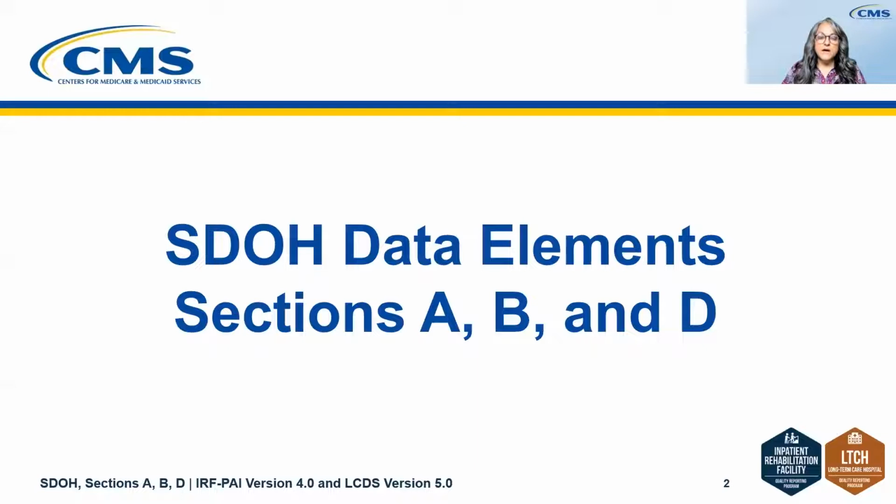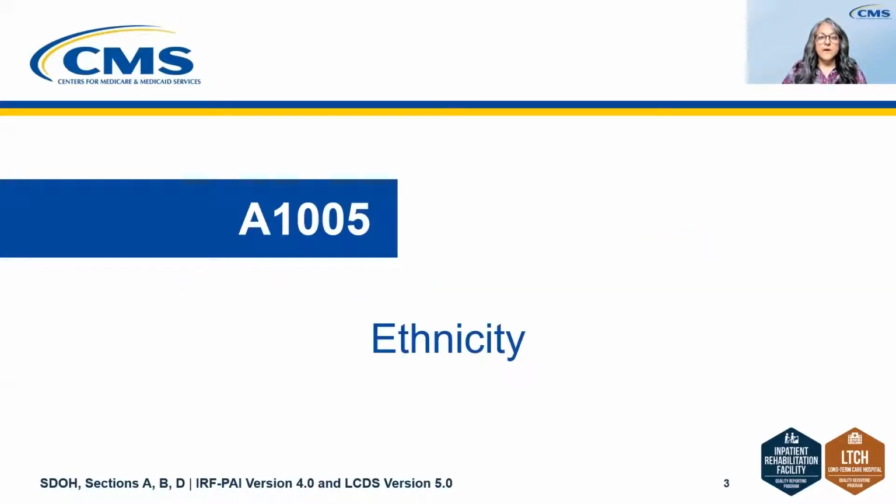I'm going to begin by walking through some coding scenarios based on social determinants of health, or the SDOH data elements, and then work through some coding scenarios for the other data elements that do not fall under this designation. Our first data element is A1005, ethnicity, and this data element can be found on page 3 of the admission section of the IRF-PAI. And in the LCDS, it's on page 3 of the admission assessment.